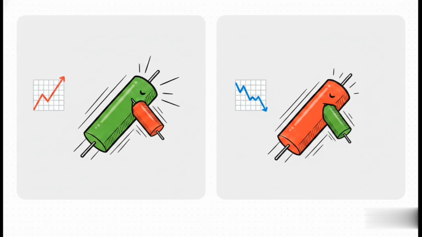Next up, we have a pair of suspects that show a really clear power struggle, the engulfing patterns. A bullish engulfing is when you see a big, strong green candle completely swallow up the previous little red one. It's just a total knockout, a decisive win for the buyers. And you guessed it, the bearish engulfing is the exact opposite. A huge red candle completely consumes the prior small green one, which tells you the sellers have just stormed in and taken complete control. That size difference is the key piece of evidence here.